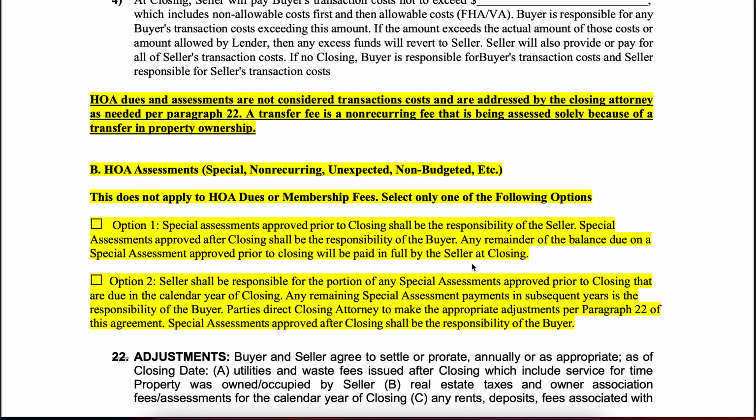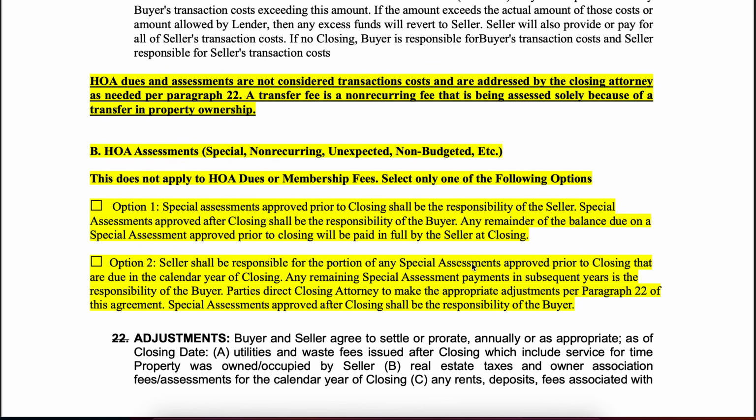And then, of course, anything that's approved after closing is going to be the responsibility of the buyer. So option 1 is whoever was the owner at the time that it was approved, regardless of the payment structure, is responsible for it. Option 2 is the seller is essentially responsible for any amount that is due within the calendar year. Anything after that, the buyer is responsible for. So those are the changes we made to paragraph 6.